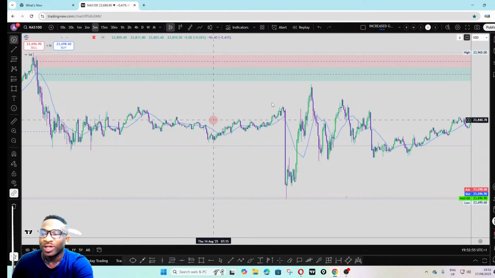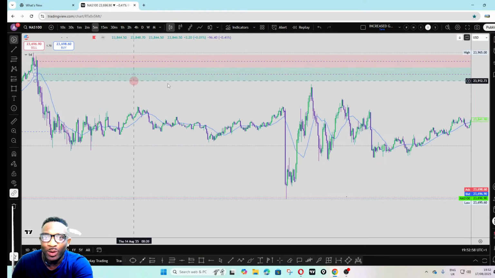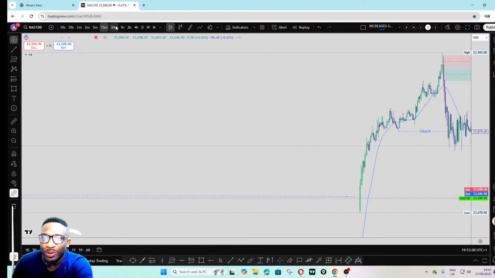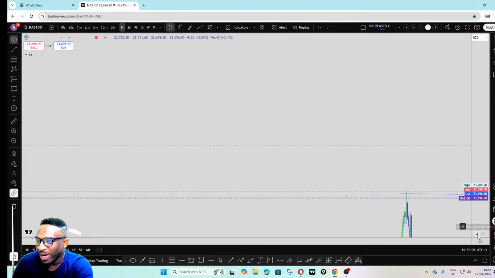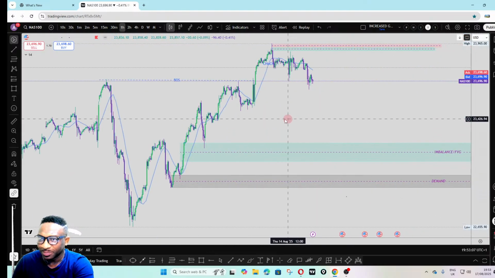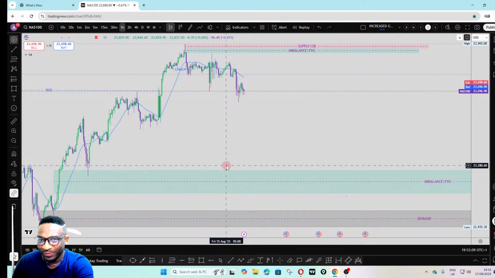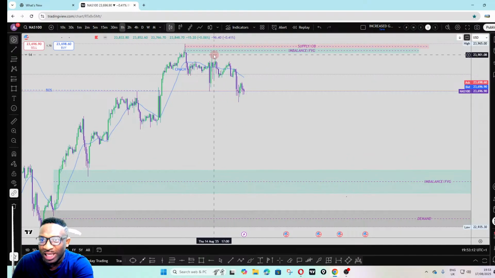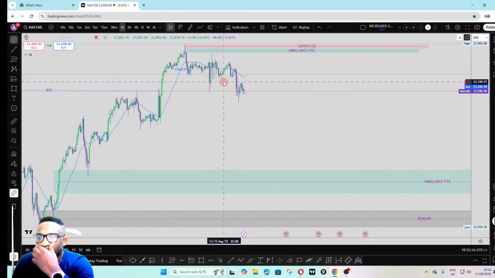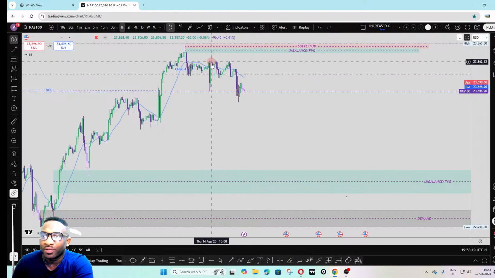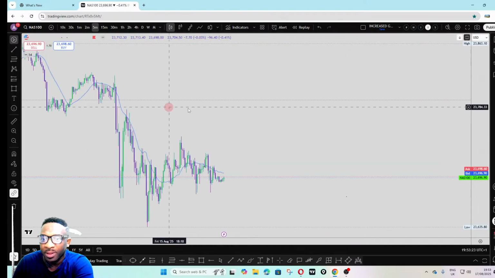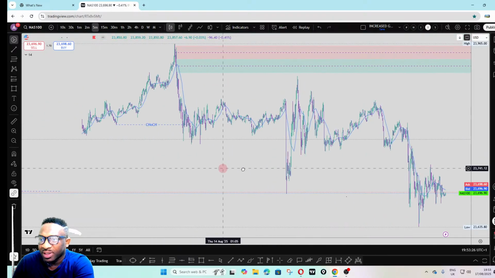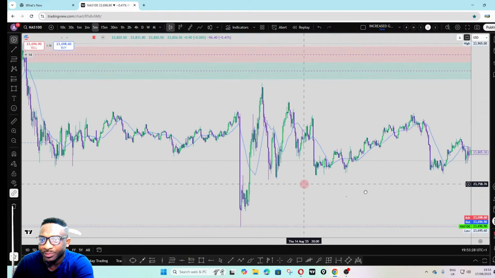If you stayed on the higher time frame, the 15-minute or the 1 hour time frame, you could have still gotten an entry from here to the downside, which would have still been fine anyway. But let's further look at what happened here.